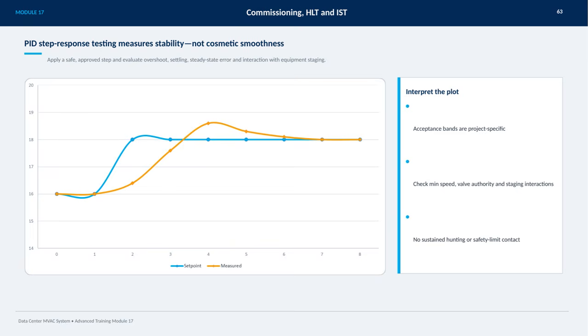Keep in mind that acceptance bands for performance are specific to each project, so they can vary. Also, be sure to check parameters like minimum speed, valve authority, and any staging interactions to confirm they operate correctly. Most importantly, watch for any signs of sustained hunting or the system hitting safety limits, as these indicate instability and potential issues that need to be addressed. This approach ensures the MVAC system's performance is both stable and reliable.